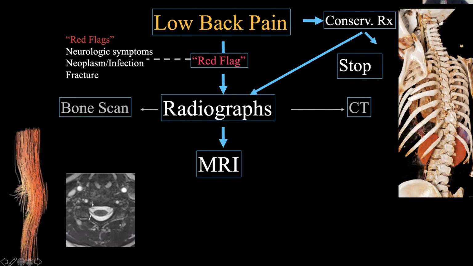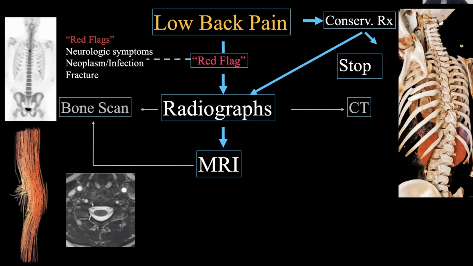And then, of course, we have options like bone scans, pretty good for looking for systemic issues. Does this person have multiple metastases? Do they have multiple fractures? Do they have a rheumatological condition with multiple bones and joints being affected?